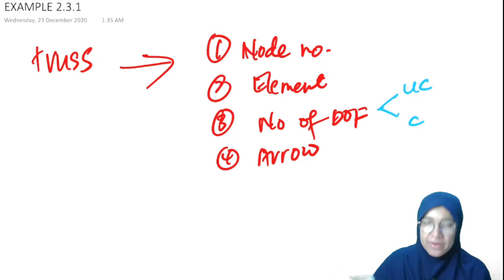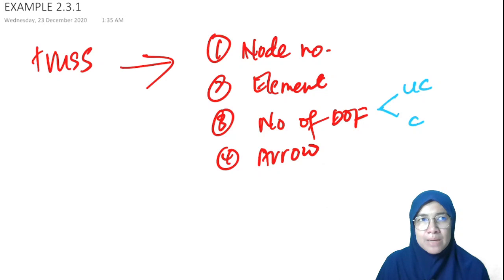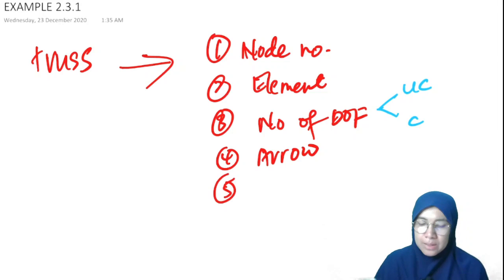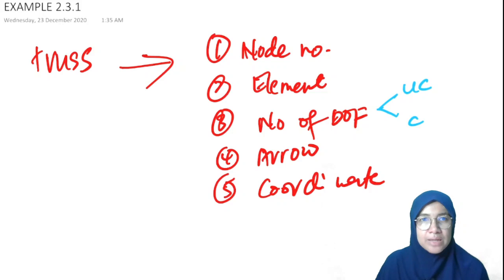Number four, we need to put an arrow which is parallel with the element. This arrow is very important because using the arrow we can determine where is the near end and where is the far end. Number five is the coordinate. We need to label the coordinate. We will use the coordinate to calculate Cx and Cy by looking at the arrow that we put. This is the basic thing that we need to have in truss.